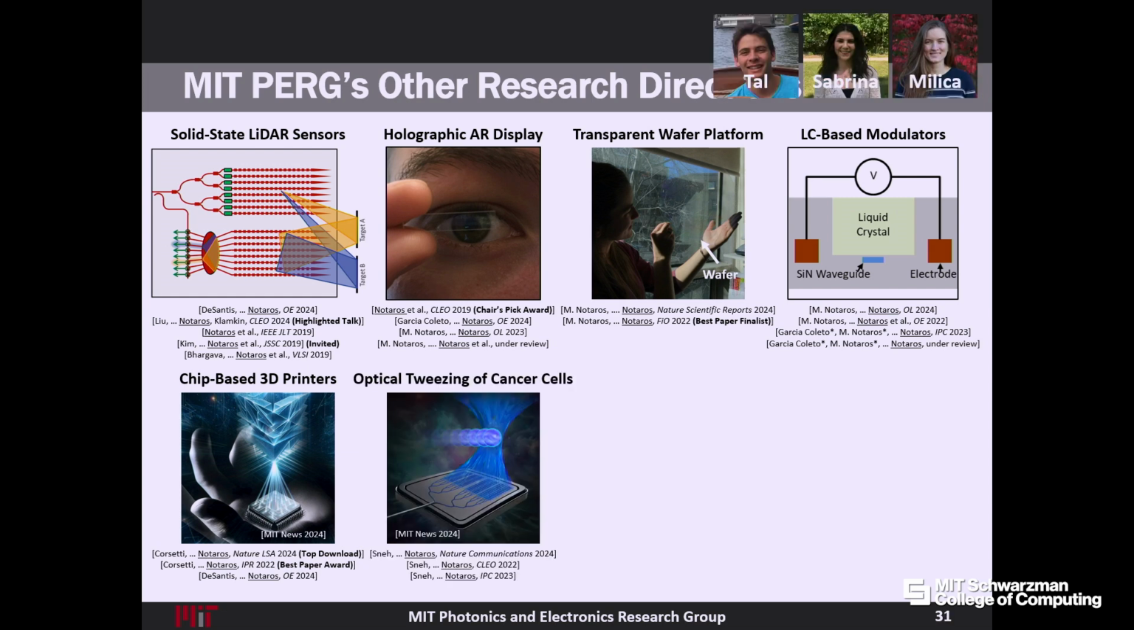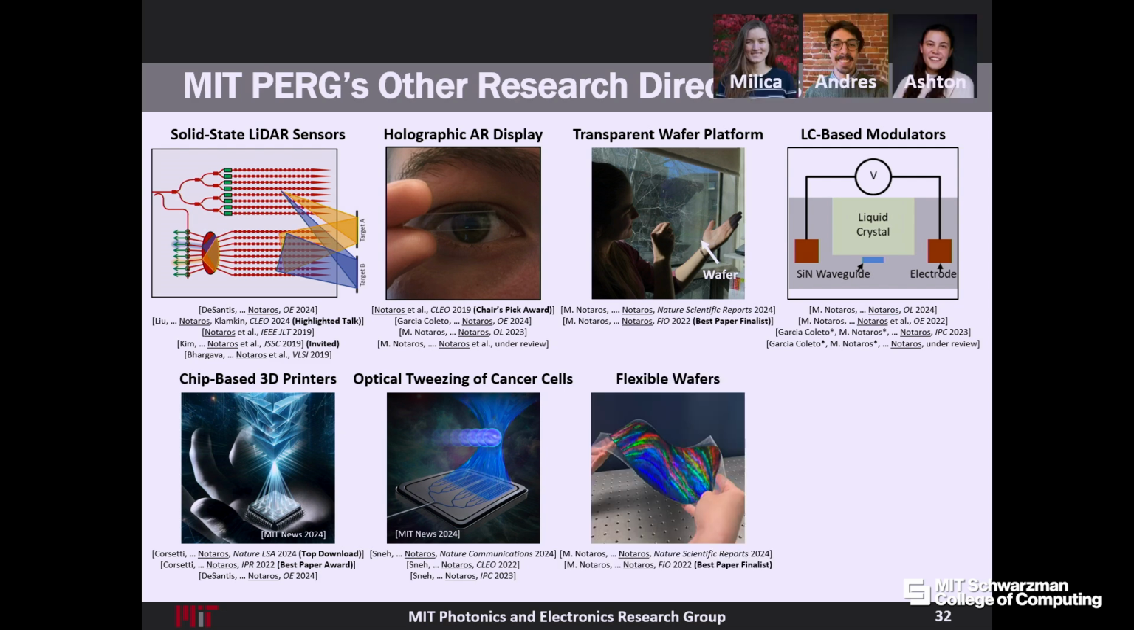We can also create chips that emit light off the chip to trap and manipulate biological particles. Here, work led by my student Tal with help from Sabrina and Milica, we were actually trapping and manipulating cancer cells on chip. When we think about biophotonics, we have to create wafers that don't just sit on the body, but that mold to the body or maybe get integrated in textiles, so they have to be flexible. So here we're showing the first 300 millimeter flexible wafers.